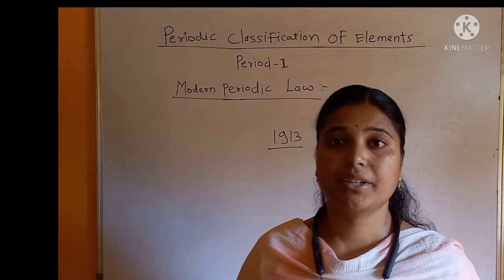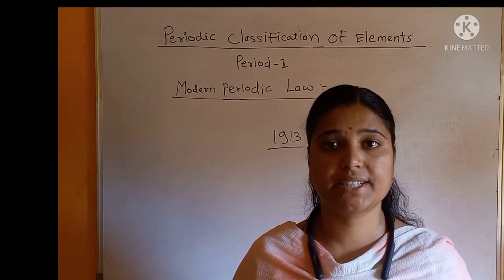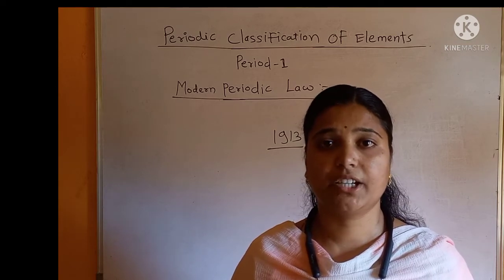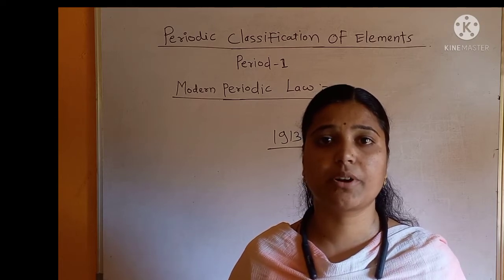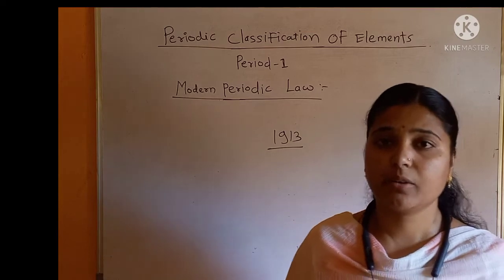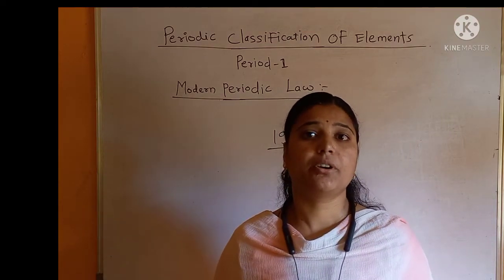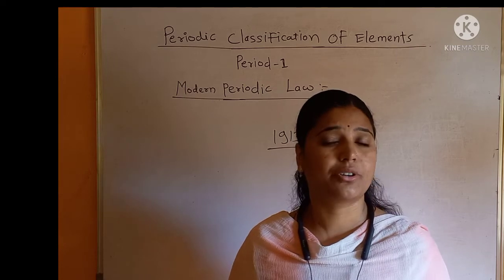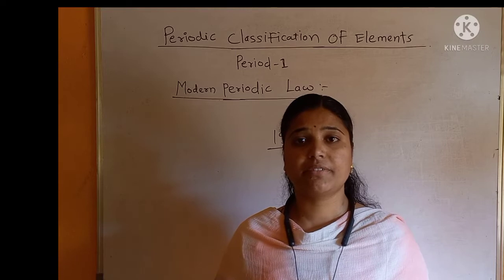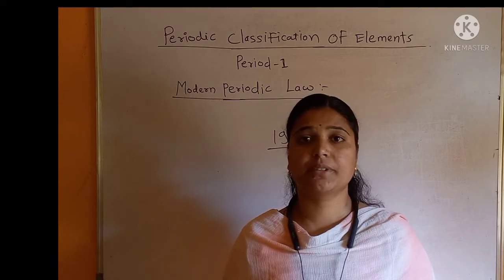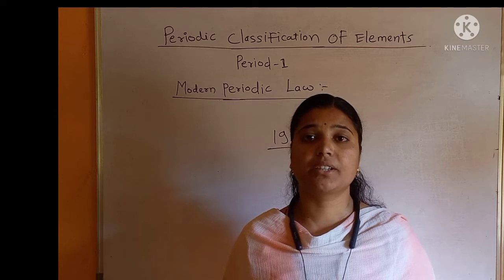But the atomic number is only the number of electrons or the number of protons, either one of the two present in an element. And according to his discovery, he said that the properties of an element are the periodic functions of their atomic number, not atomic mass number. Hence every element shows a different property, and that property depends on its atomic number.